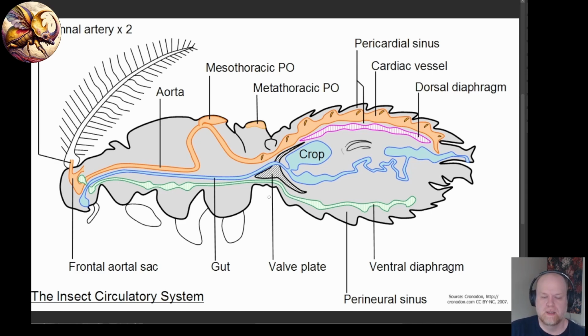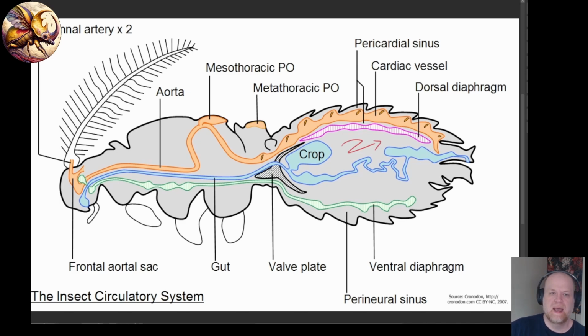Let's change this to red. Insect hemolymph just kind of swishes around inside the insect's body directionally, but not within an enclosed vascular system.